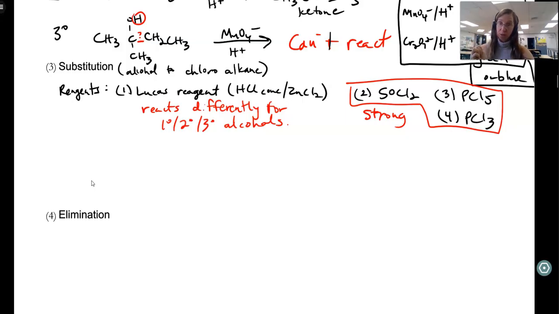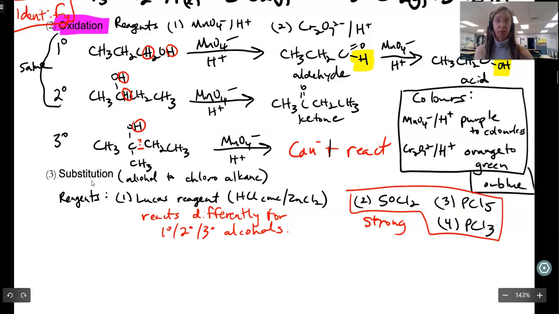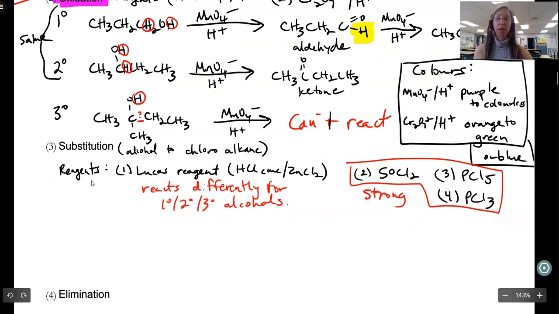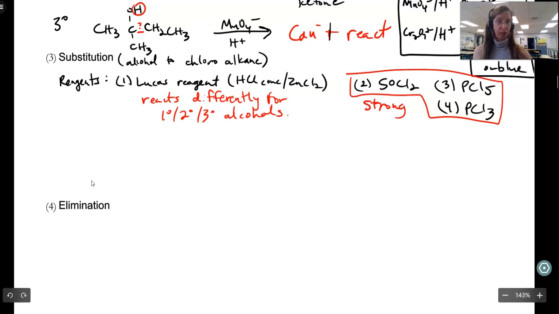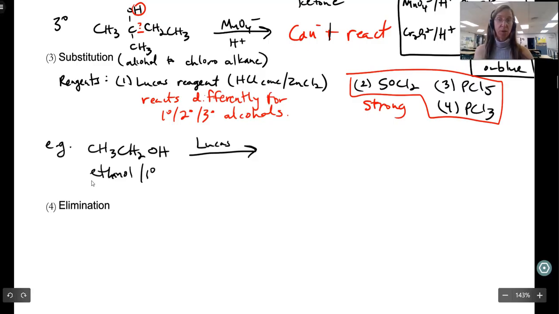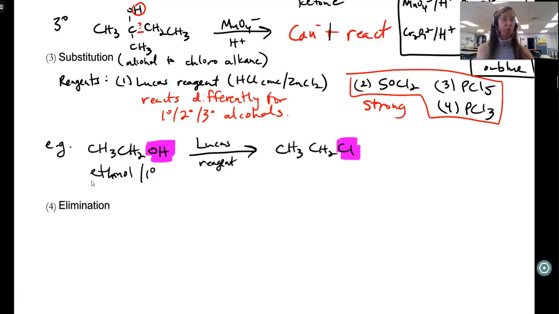It can react with all three, so it's not the same as the oxidation where we saw that it couldn't react, but it does react a little bit differently, and so we can see the difference. So we've got ethanol, a good example of a primary alcohol. And for Lucas reagent, you can write Lucas reagent or you can write the chemical formula. It's a pretty simple substitution, just like we saw before. The alcohol group is substituted, replaced with a chlorine. What would we see? Alcohol is colorless. Haloalkane is colorless as well. So there's not a color change, but alcohol is soluble.